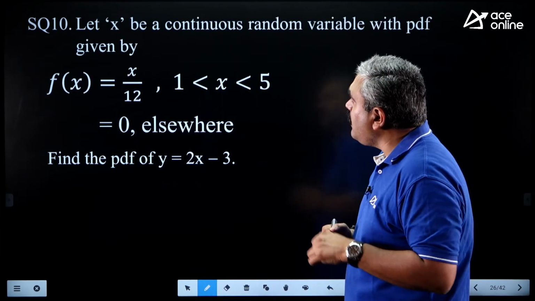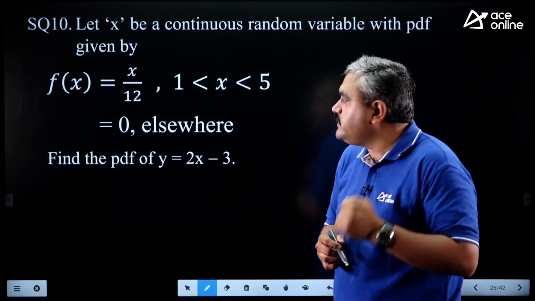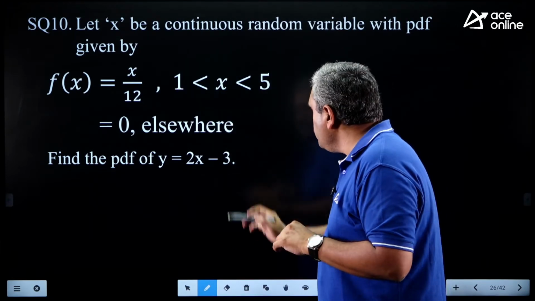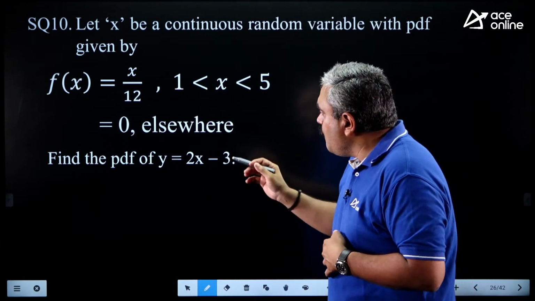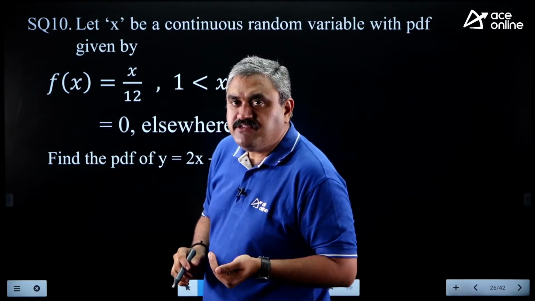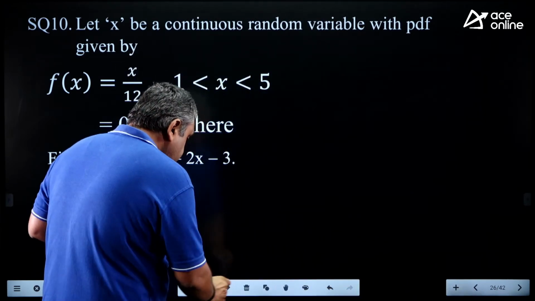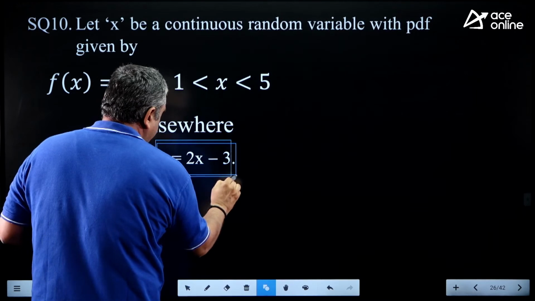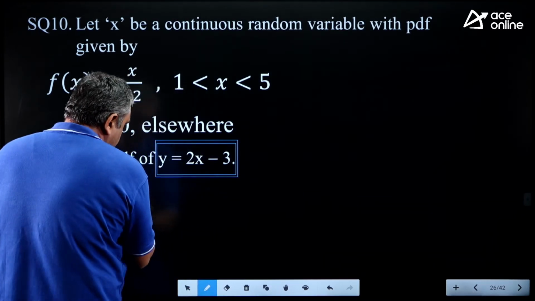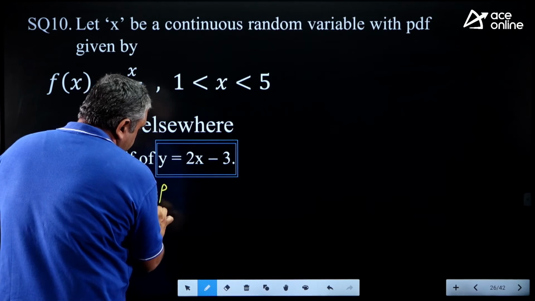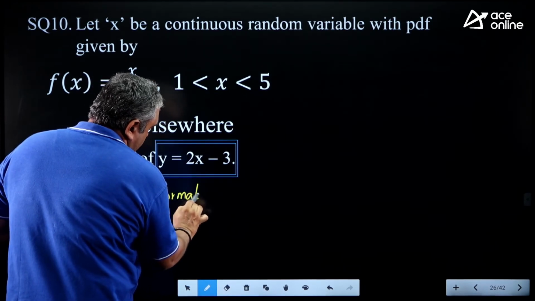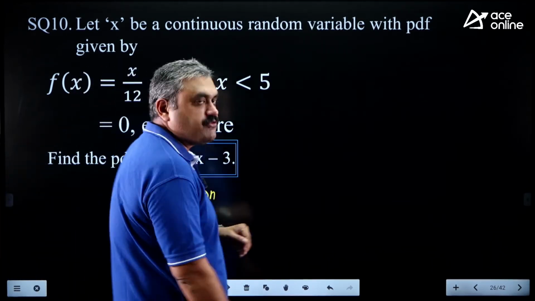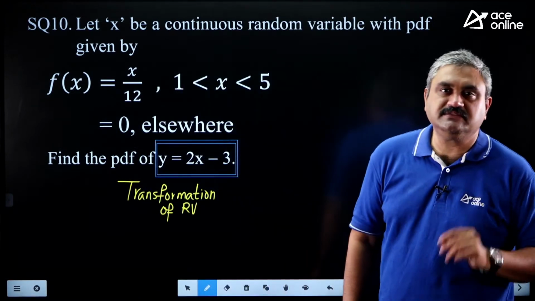See this. Let x be a continuous random variable, so he is only telling with a density function. So some density function is given to you, x is taking values between 1 to 5. What is the density function of the random variable y, which is equal to 2x minus 3? So this is coming under the topic transformation of a random variable. Very, very important topic. So what we are doing here, we are converting one random variable x to another random variable y by using this linear transformation, y equal to 2x minus 3.